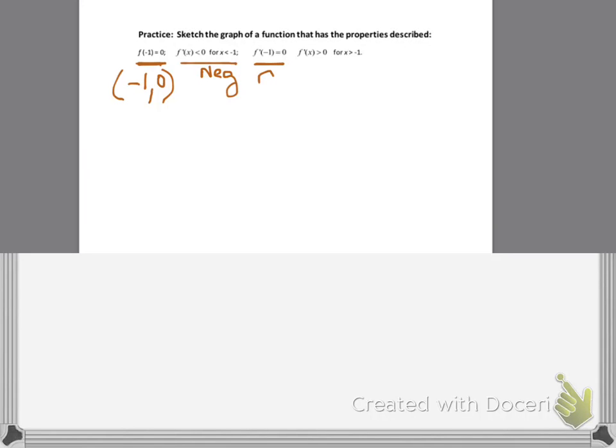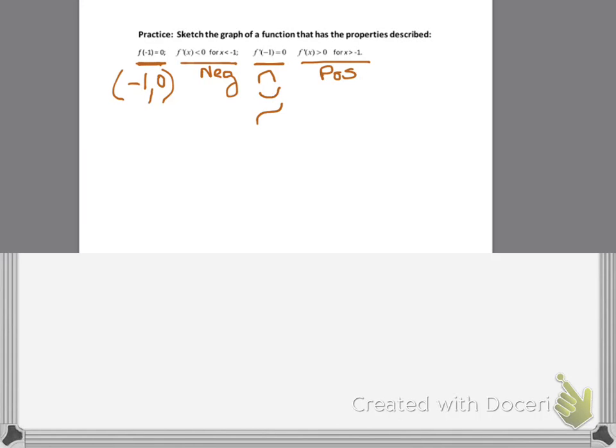So I could have a max, a min, or what we're going to call a shelf, which we'll get to in 2.3. Now the last little piece of information tells me that the slope is positive when x is greater than negative 1. So I have to put all these four pieces together to get a possible sketch.